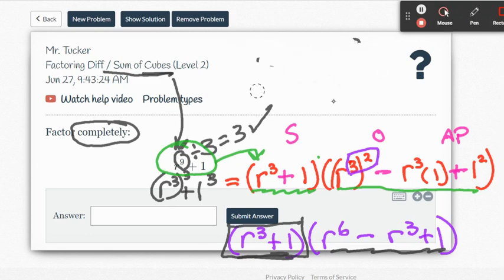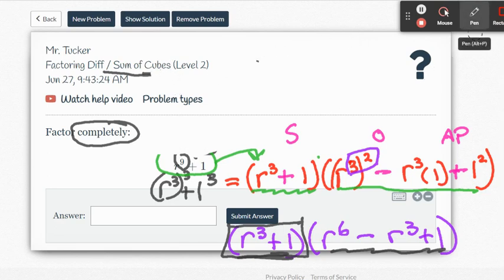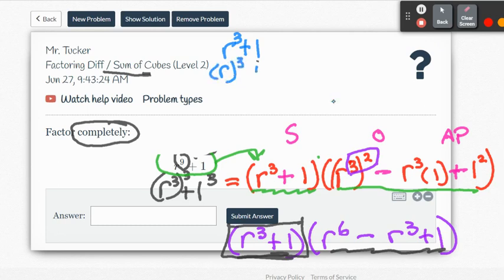Make some space up here. And we've got r plus 1, or sorry, r cubed plus 1, which is r cubed and 1 cubed. So that alone makes a standalone problem that we do the difference or sum of cubes for. In this case, a sum. So it's going to be first term, last term, and then it's first term squared, first term times the last term, which is r times 1, and then the last term squared, which is just 1 squared.